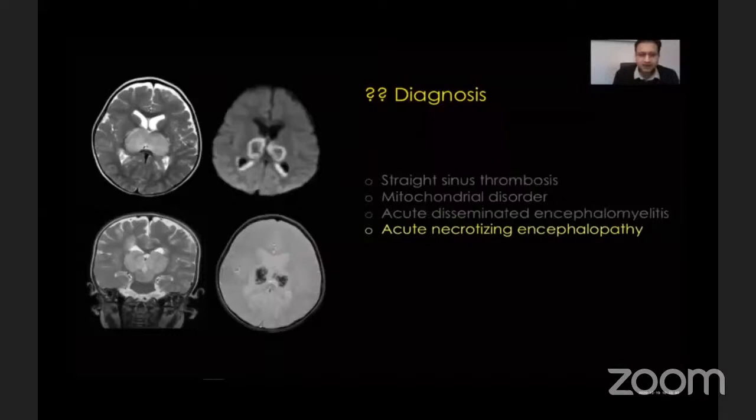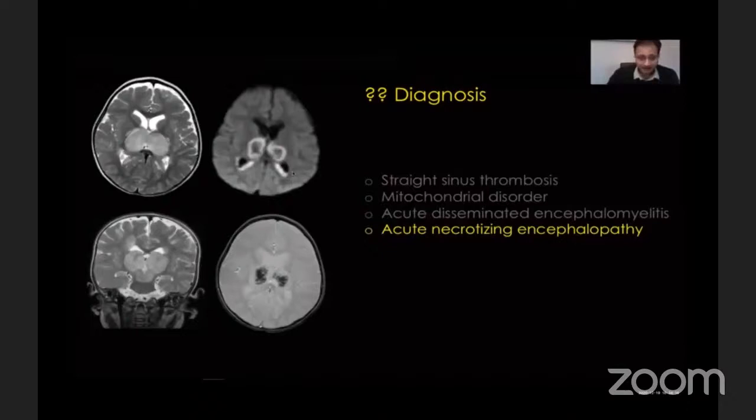Straight sinus thrombosis can have involvement of the thalami, but as we saw, the MR venogram was negative. Mitochondrial disorders can have scattered infarcts of the deep nuclei and the cortex. ADEM can also have bilateral thalamic involvement, but it does not have this degree of edema and necrosis. And in this case, we don't see any other significant white matter involvement. Acute necrotizing encephalopathy presents with hemorrhage and peripherally diffusion restricting and peripherally enhancing areas like we see in this case.